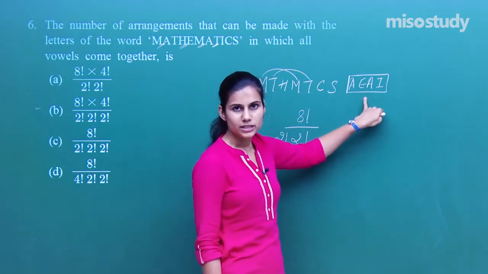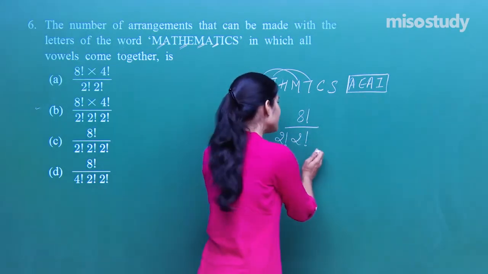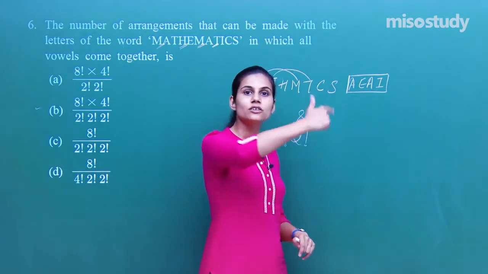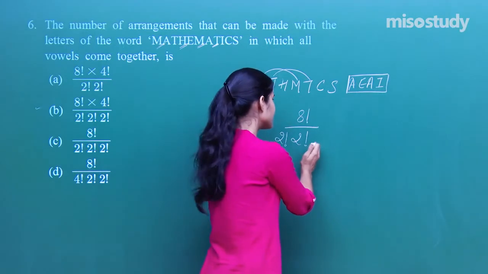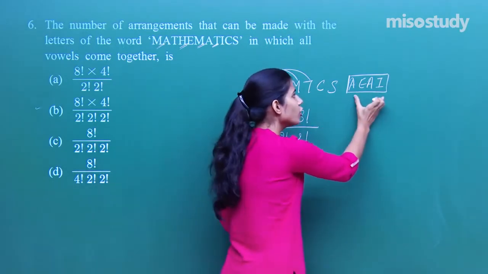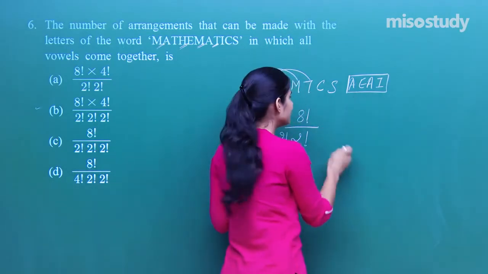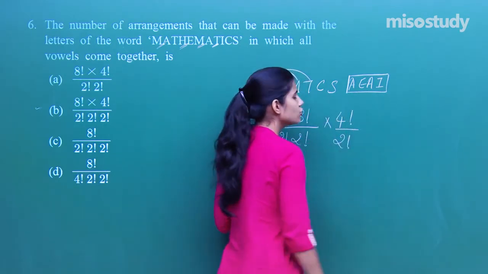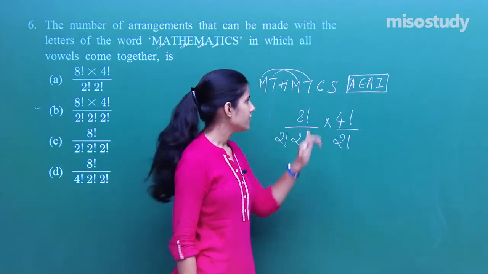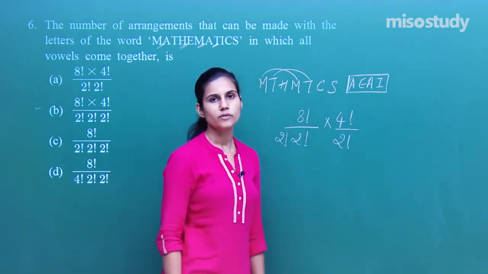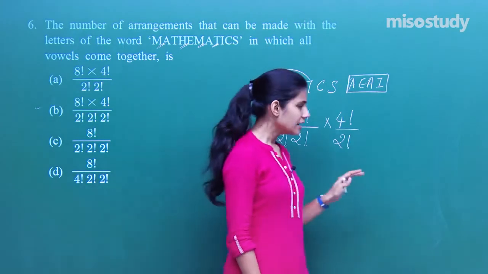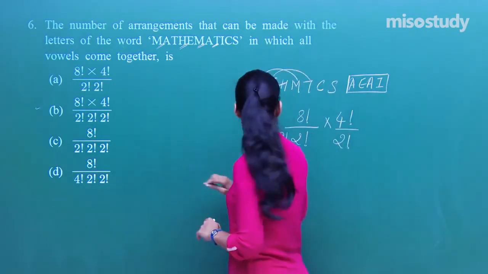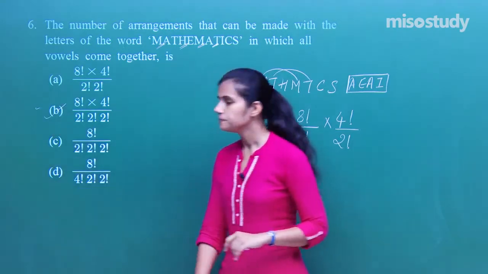Each of those arrangements of these four vowels is going to give me these many arrangements of the letters of the word mathematics in which vowels come together. So when I add all of them, I mean this plus this plus this, how many times? 4 factorial upon 2 factorial times. I get this multiplied by 4 factorial upon 2 factorial as the total number of arrangements of the letters of the word mathematics in which the four vowels come together. So that's my answer, and it is given to you as 8 factorial into 4 factorial upon 2 factorial cube.